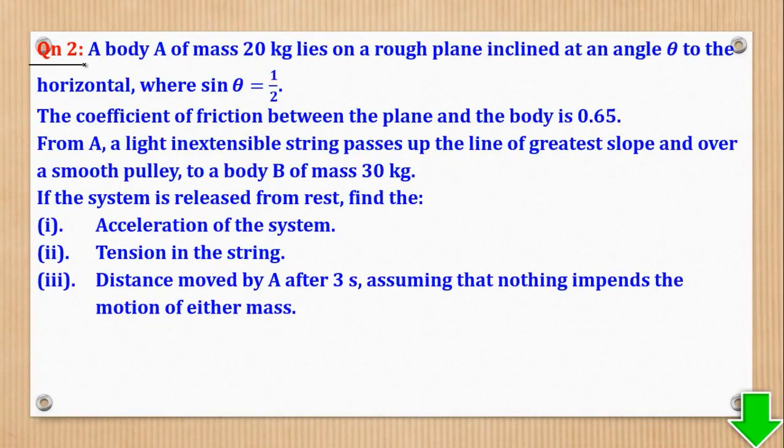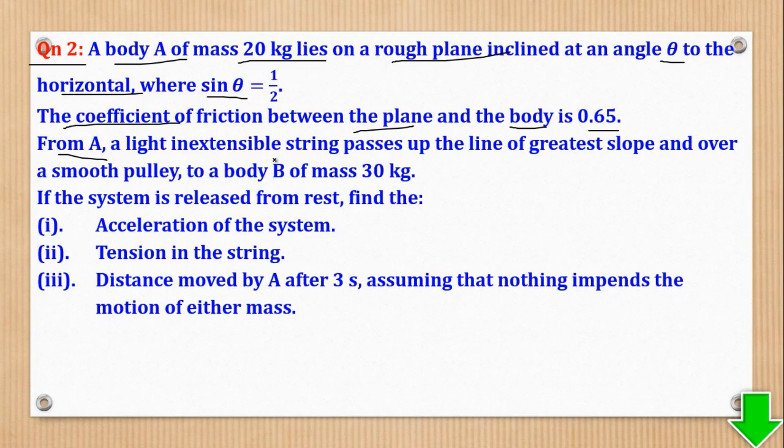Question 1 was for a smooth surface. What if the surface is rough? So that is what question 2 will answer. A body A of mass 20 kilograms lies on a rough plane, inclined at an angle theta to the horizontal, where sine theta is equal to 1/2. The coefficient of friction between the plane and the body is 0.65.